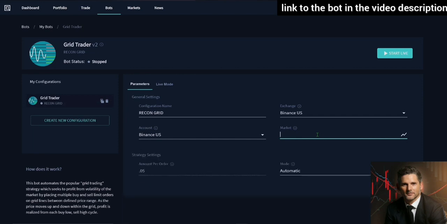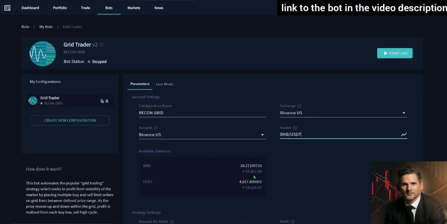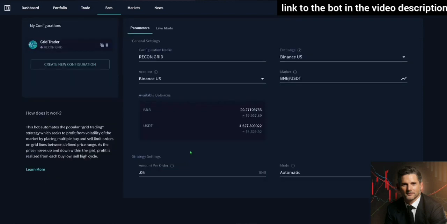But today the bot will be deployed on BNB USDT, as I actually have a lot of BNB not really doing anything but sitting in the account. And so via the grid bot, I have an opportunity to actually put this BNB to work and earn some profit. And now we get into the strategy settings.